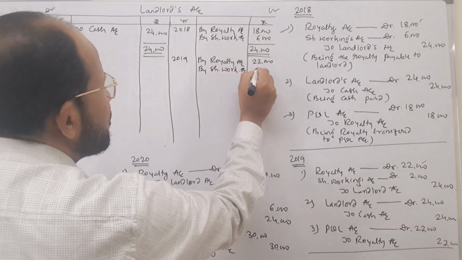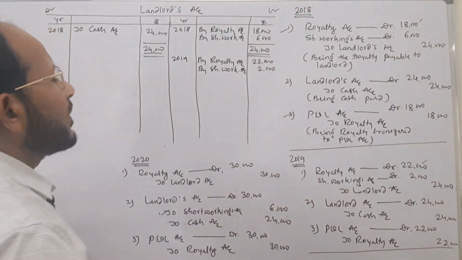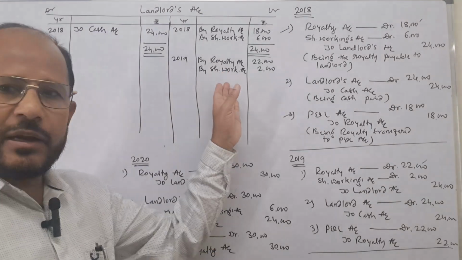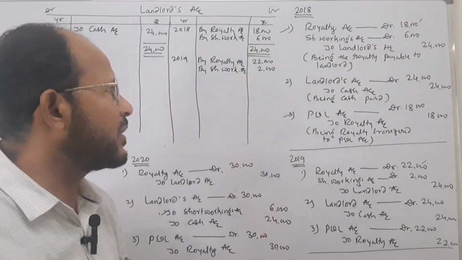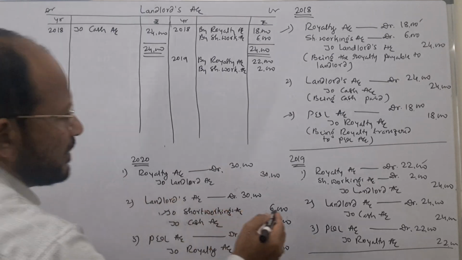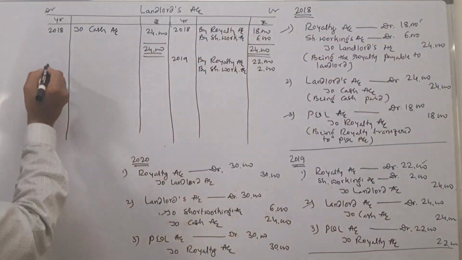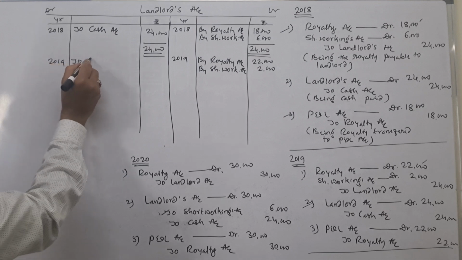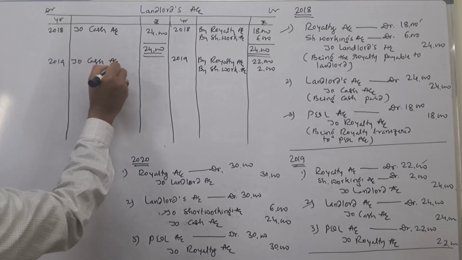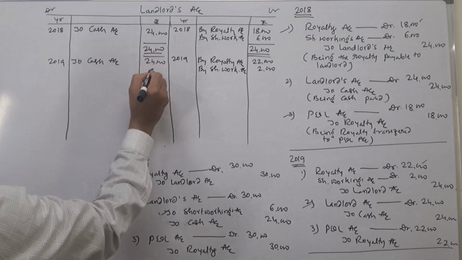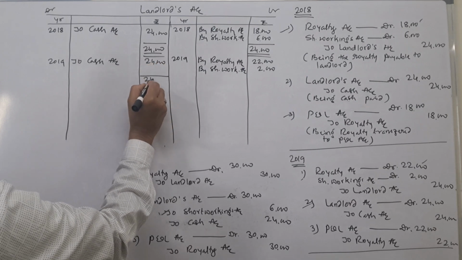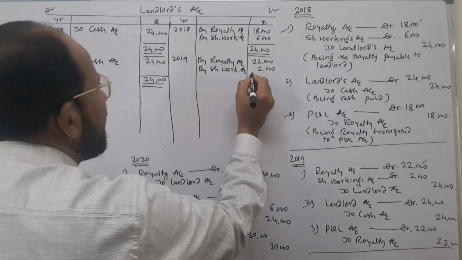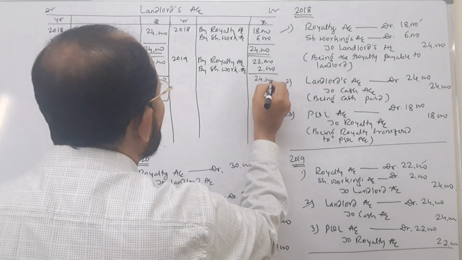Next one is short working is there in the second year. Short workings account rupees how much? 2,000. And how much amount was paid in this year? Again 24,000. Therefore, when the cash is paid, journal entry is landlord's account is to be debited. 2019 we write here. Landlord's account is debited and cash account is to be credited with the amount of rupees 24,000. Close the account. 24,000 and here also 24,000.